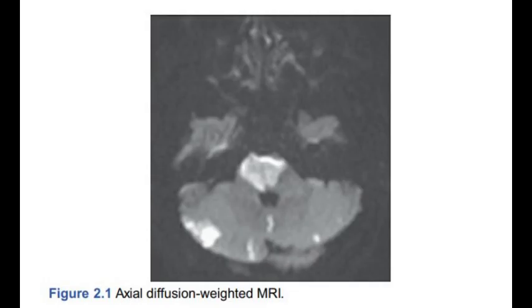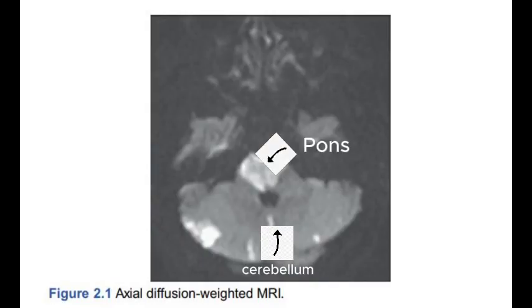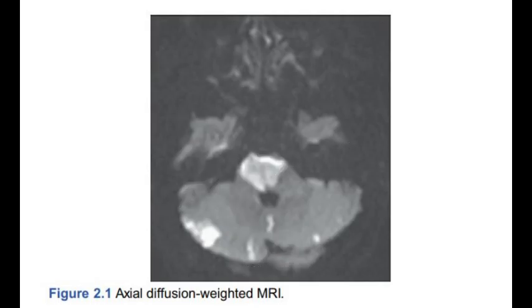Where are we in this brain? This is actually our pons. This is our cerebellum. This here is the fourth ventricle. This here is our pons. These are the ventral pons. So you can see this area of restricted diffusion in the ventral pons. We can also see some areas of restricted diffusion in the cerebellum. So this patient is going to have very interesting symptoms. Not interesting for the patient, but interesting for us.